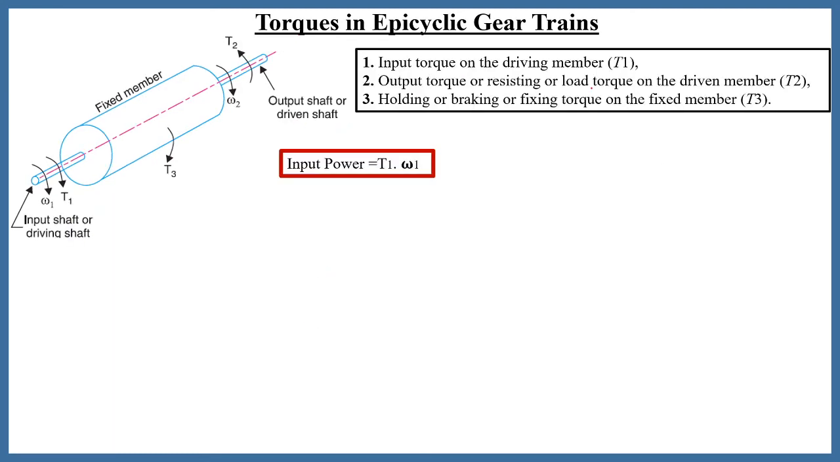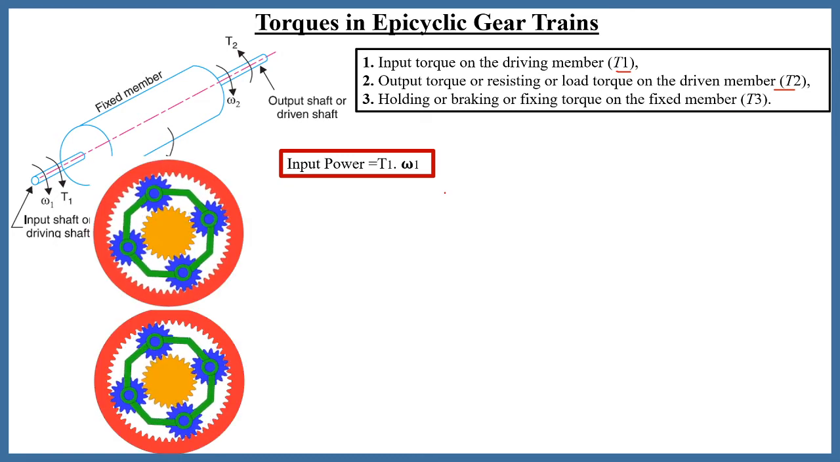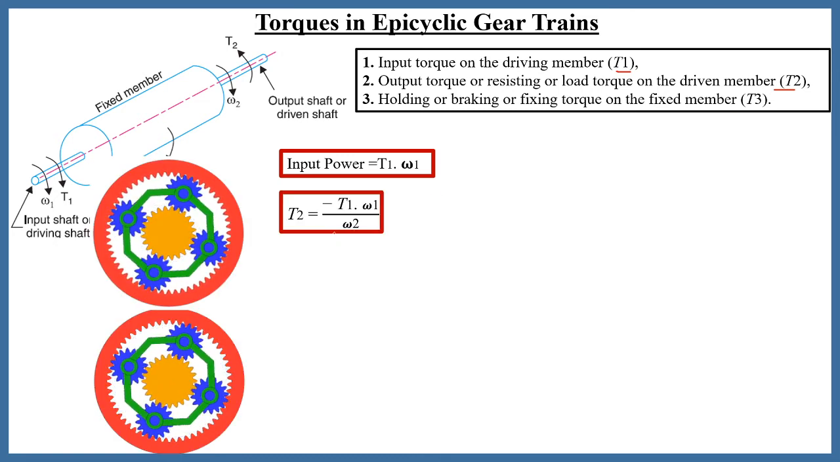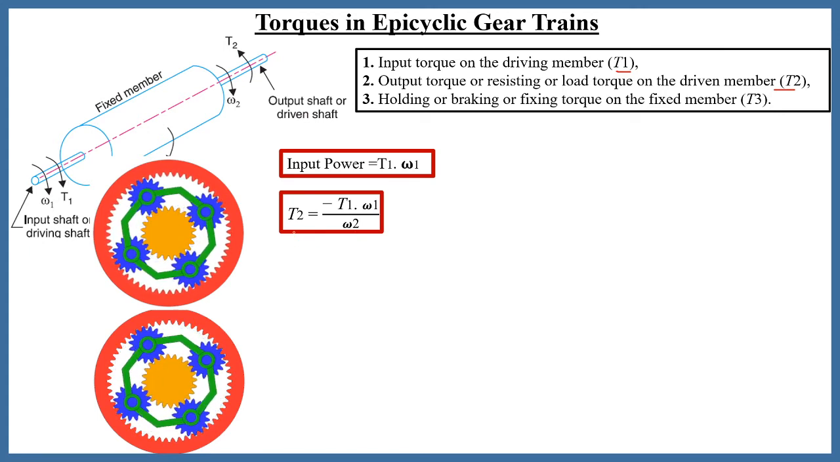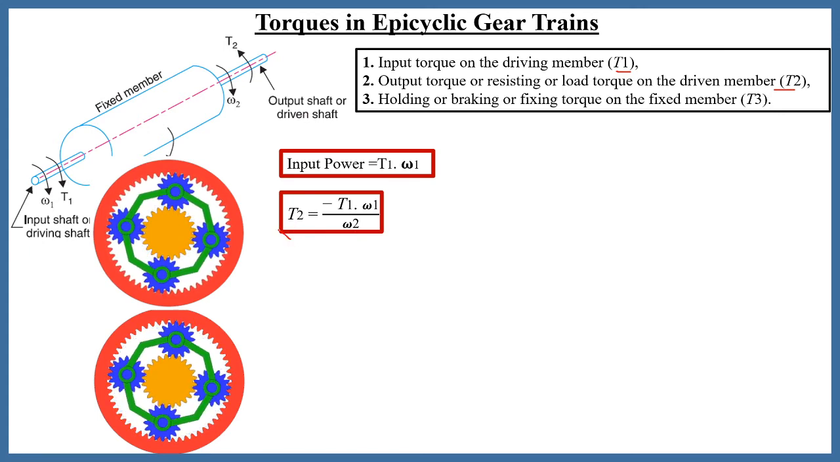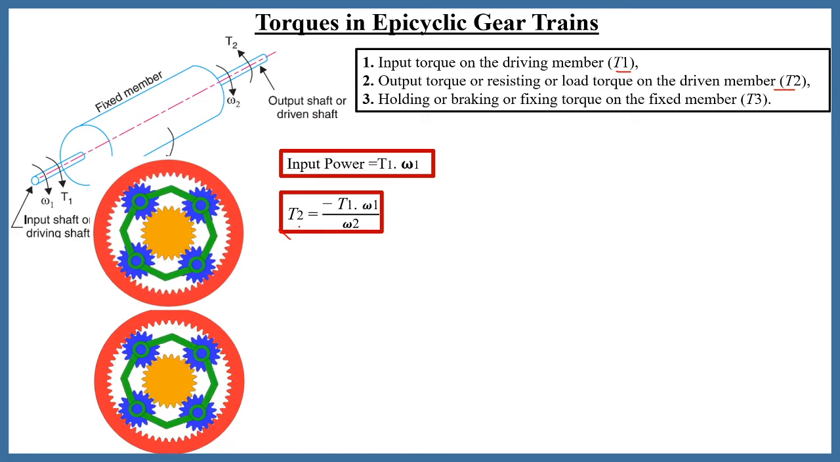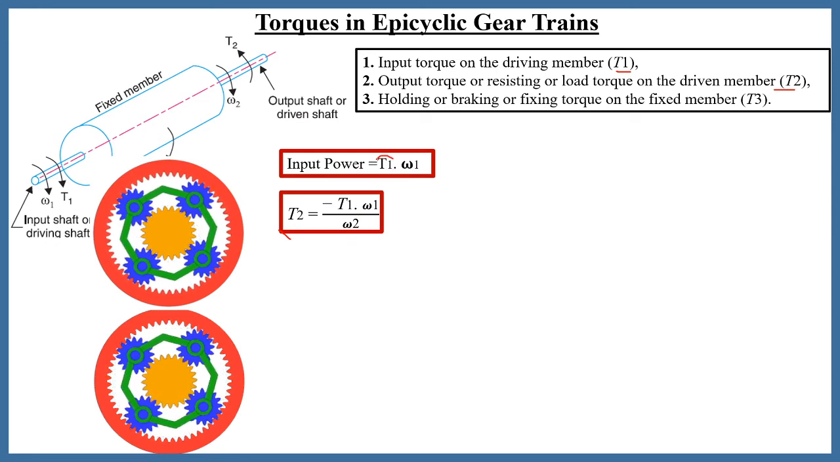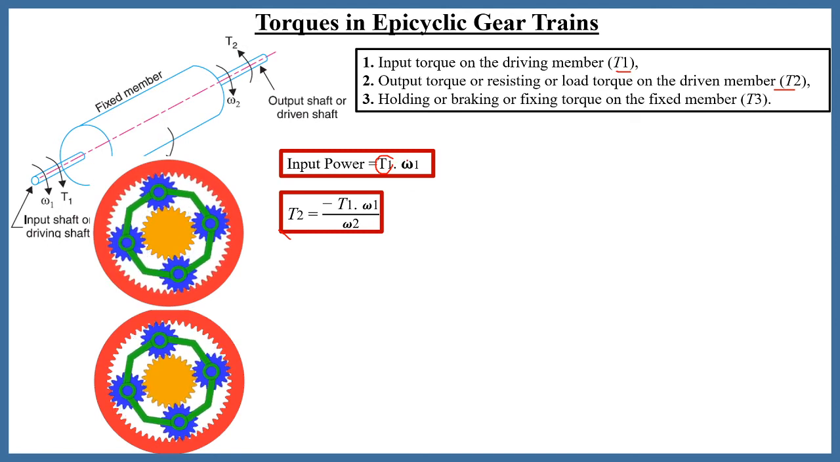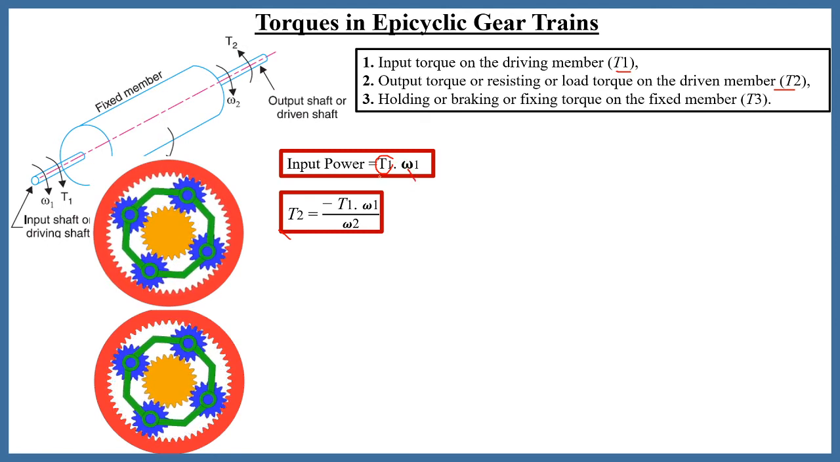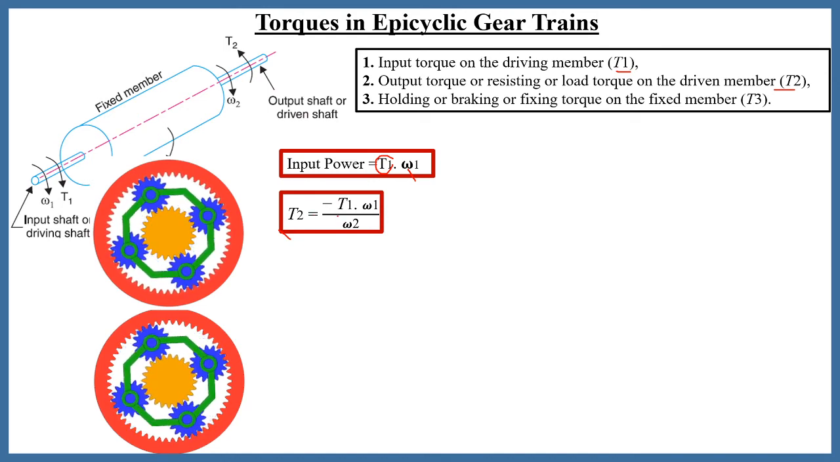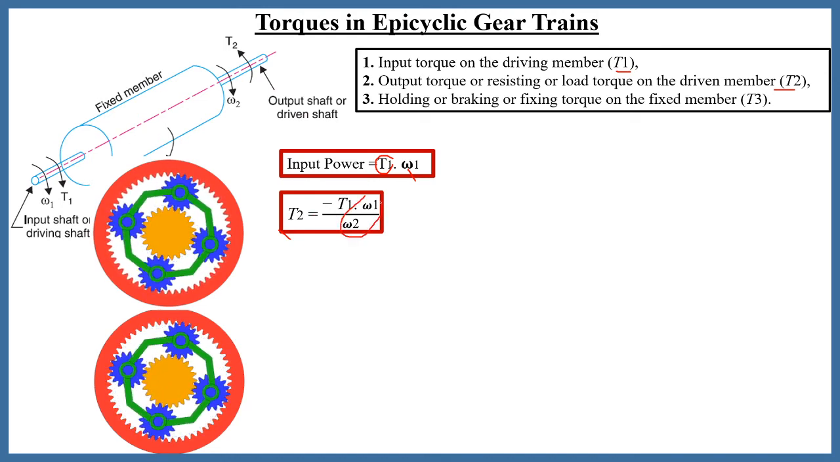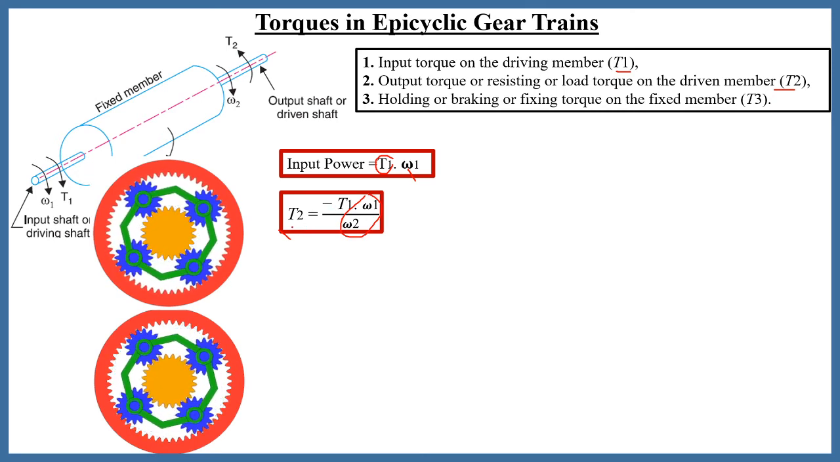Now I'll again explain: there are three members, T1 which is the driving member, T2 which is the driven member, and T3 which is the fixing torque. Input torque is equal to T1 omega 1. Second, the torque on the output shaft is equal to T2, which is equal to minus T1 omega 1 upon omega 2. From the input power we can find out this, that power will be given to you, and the angular velocity will be given to you. From this you can find out T1, and by putting this value in this equation, omega 1 and omega 2 are known to us. By putting this value you can find out T2. Now T1 and T2 are known to us.